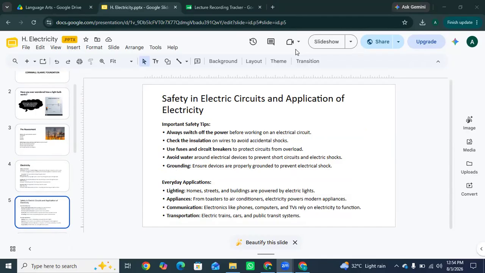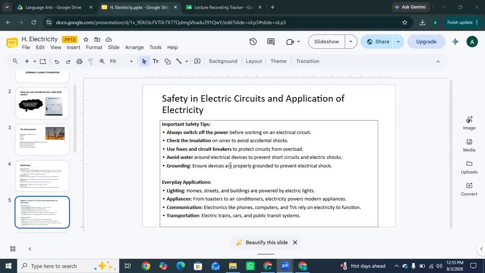Always switch off the power before working on an electrical circuit. Check the insulation on wires to avoid accidental shocks. Use fuses and circuit breakers to protect circuits from overload. Avoid water around electrical devices to prevent short circuits and electric shocks.